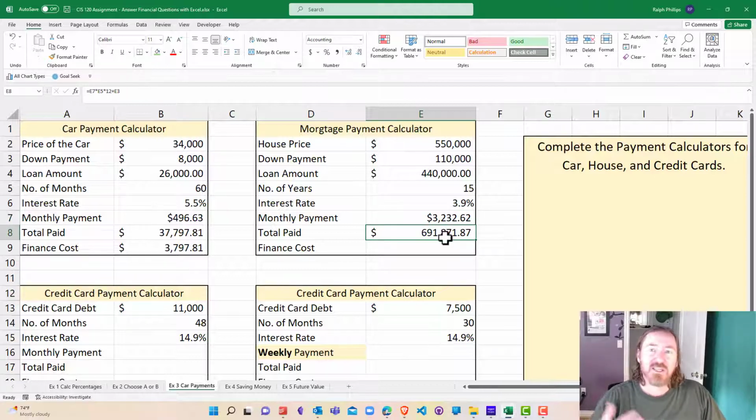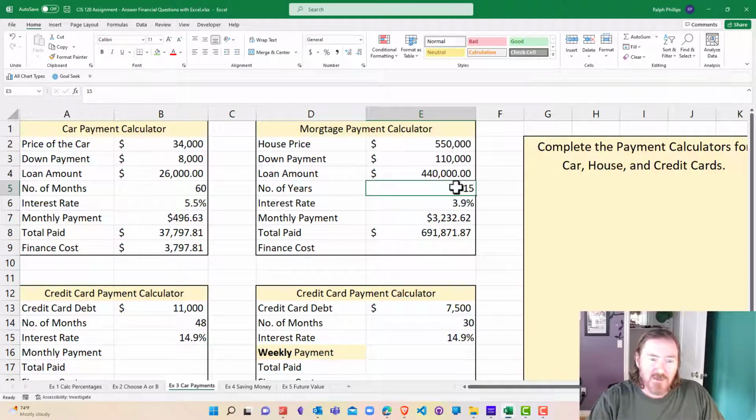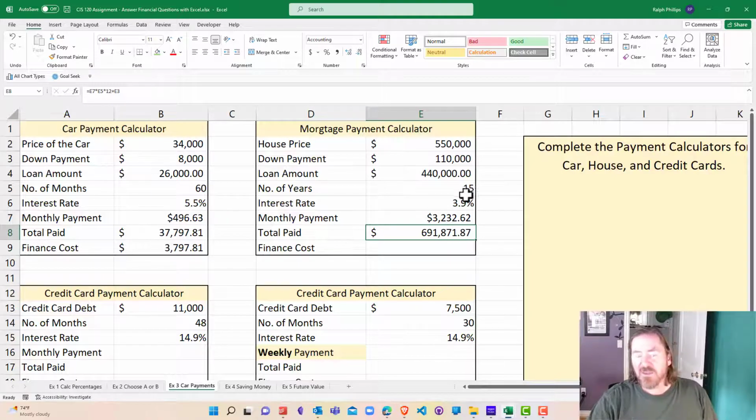Because we're paying off that loan faster, we don't pay as much interest over the life of the loan, which means your total paid is a lot less. So if possible, it's nice to get a shorter term loan, knowing that you're going to have higher monthly payments, but your total paid is going to be a lot better, and you'll pay off the loan sooner, which means then you can take that money you were spending on mortgage payments and put it into other things.